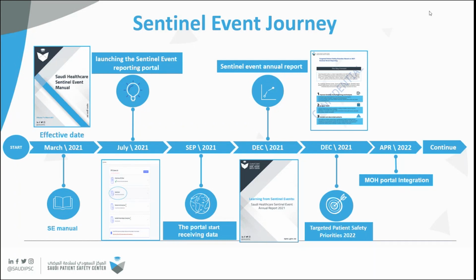From those Sentinel events, we identified target patient safety priorities. For example, improving Sentinel events reporting and analysis was the first priority, then the surgical count, suicidal patient, blood product, and so on. In 2022, we started to integrate with the Ministry of Health, because they have their own portal, and the journey is still continuing.